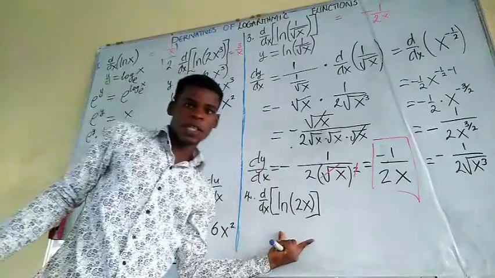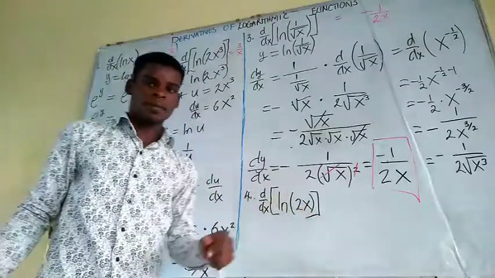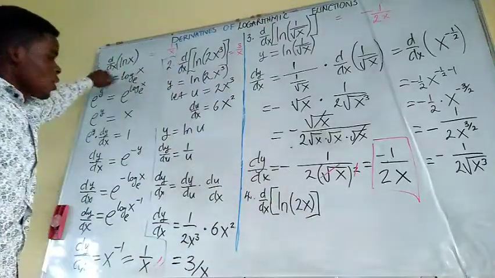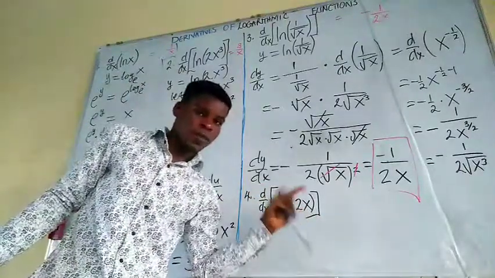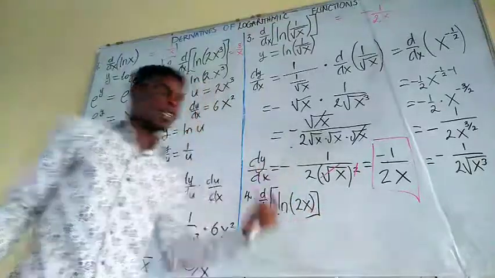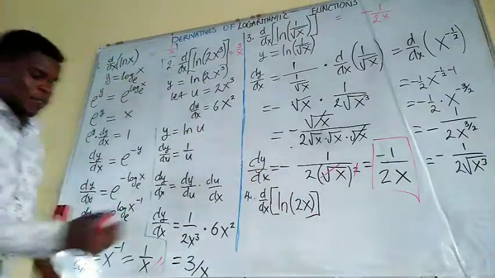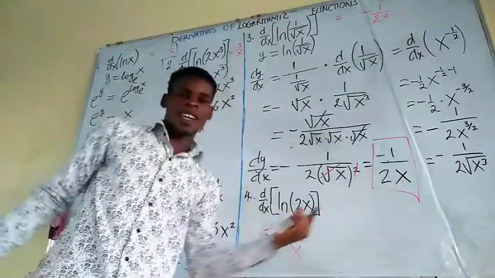Here, this is pretty simple. You can go ahead and do this. ln of 2x. Just use this method. 1 over 2x times the derivative of 2x with respect to x, which is just 2. You cancel out and you're just left with 1 over x. Same thing here. So this is just equal to 1 over x. Just go ahead and try this.